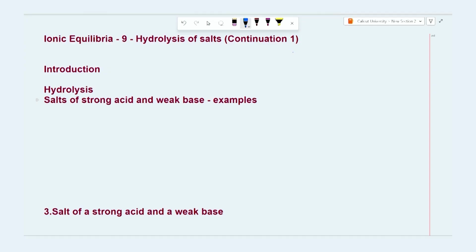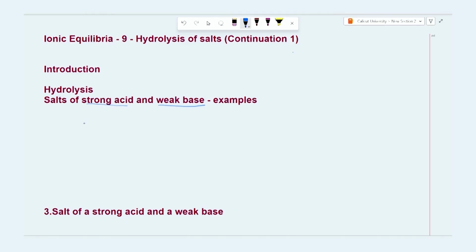Here, we are going to deal with the hydrolysis of strong acids and weak bases, which combine to give a salt, and such salts, since one of the electrolytes is weak, undergo hydrolysis. So, these are salts of strong acids and weak bases. Let us see some examples.